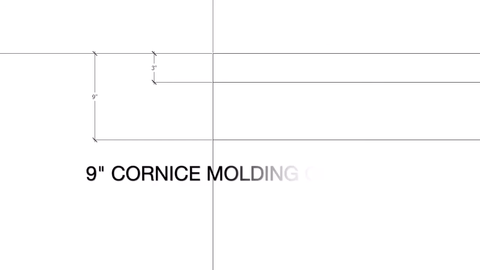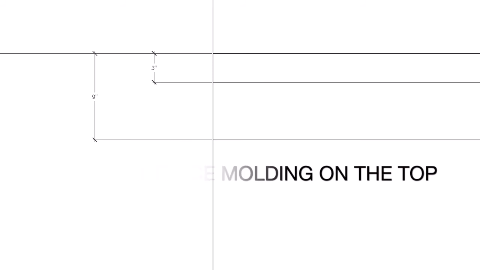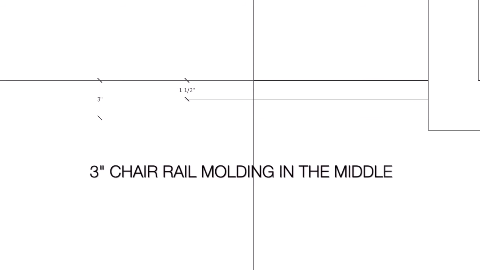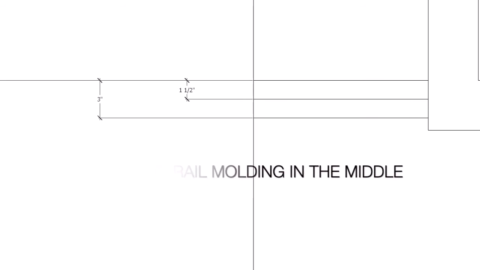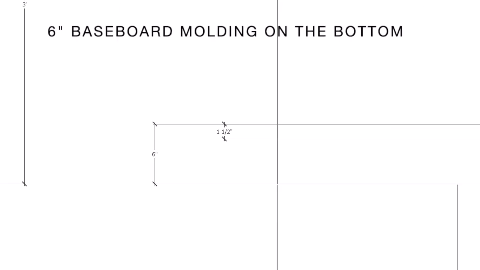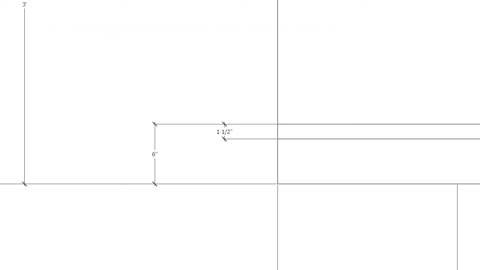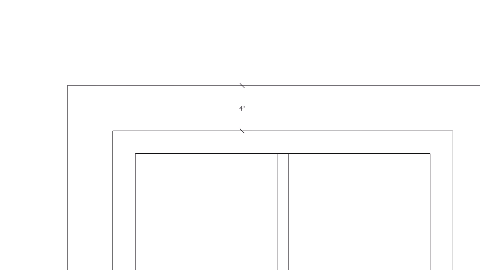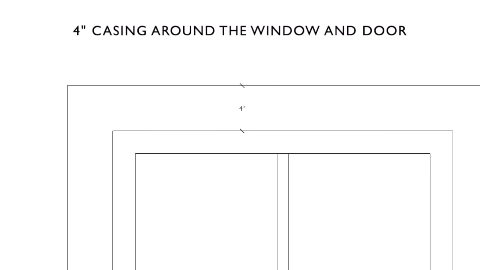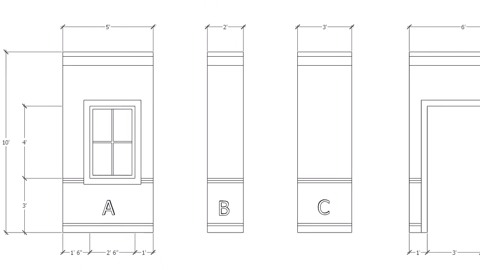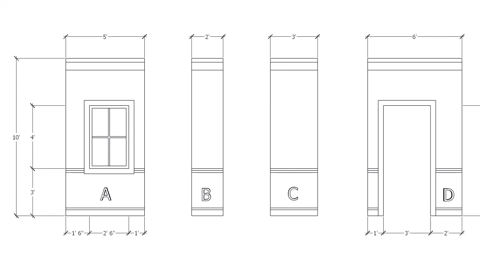At the top of the set, I put a 9-inch cornice molding. In the middle is a 3-inch chair rail molding. And on the bottom, a 6-inch baseboard molding. The casing around the door and the window is 4 inches. A copy of this handout will be in Blackboard for your reference after this video.